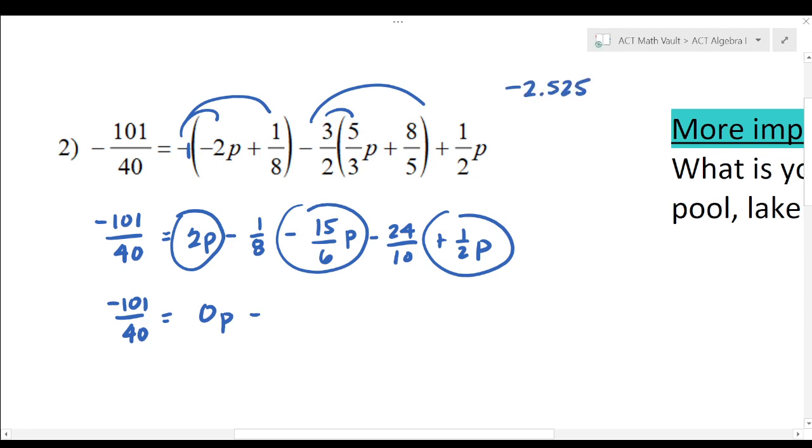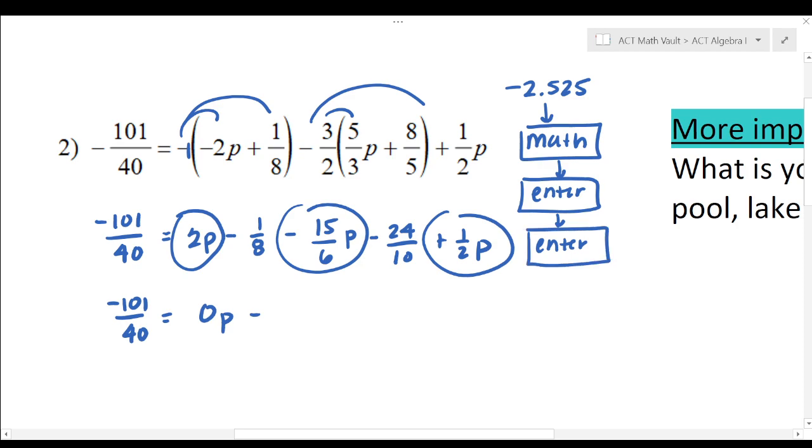-2.525. So I can do math, the math button, and then it brings up frac. So then you would do enter and enter again, and it will convert that decimal into negative, oh, it's the same fraction as what's on the left side. It's negative 101 over 40.